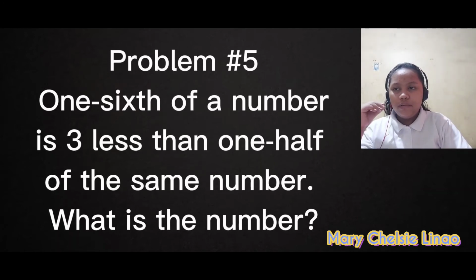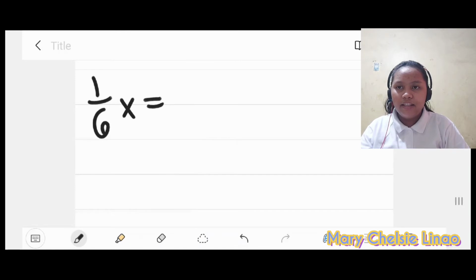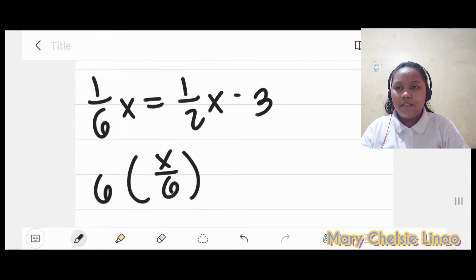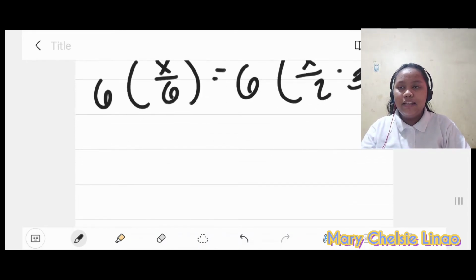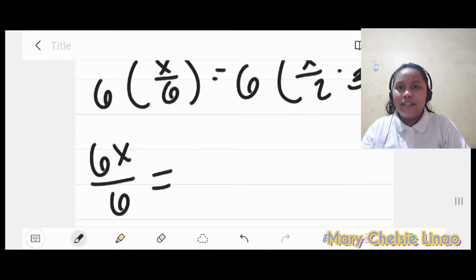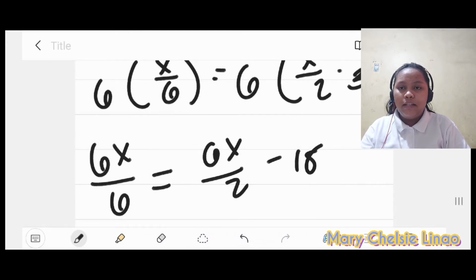What is the number? The equation for this problem is 1/6 x equals 1/2 x minus 3. Find the LCD, which is 6. You need to multiply the LCD on both sides, so it becomes 6 multiplied by x over 6 equals 6 multiplied by x over 2 minus 3. Distribute 6. 6x over 6 equals 6x over 2 minus 18.